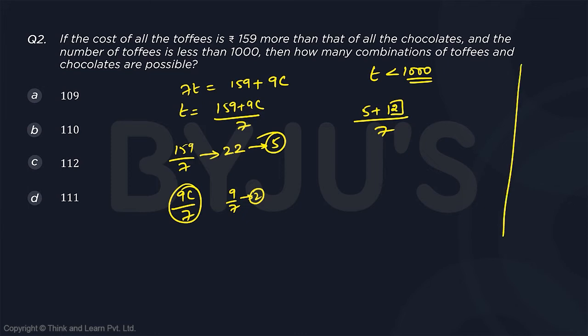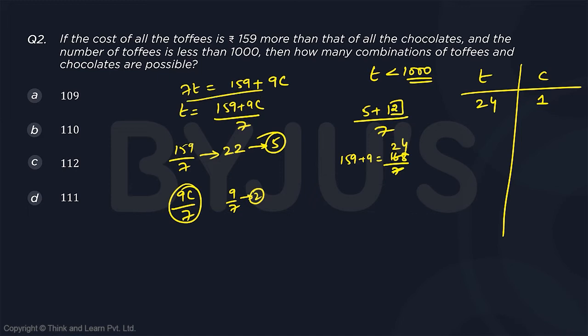So start looking at the values of c and t. If c is 1, what happens to your t? You will have 159 plus 9, which is 168, by 7. 7 2s are 14, 7 4s are 28. So you'll get t as 24.